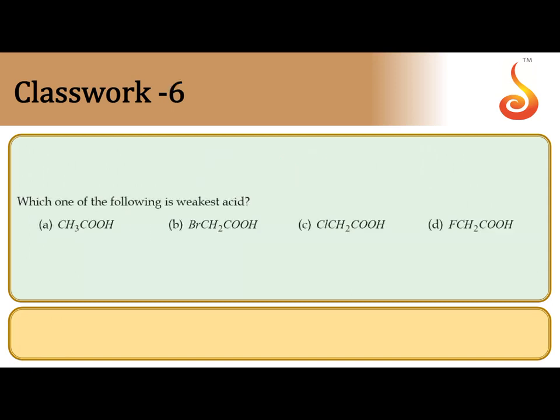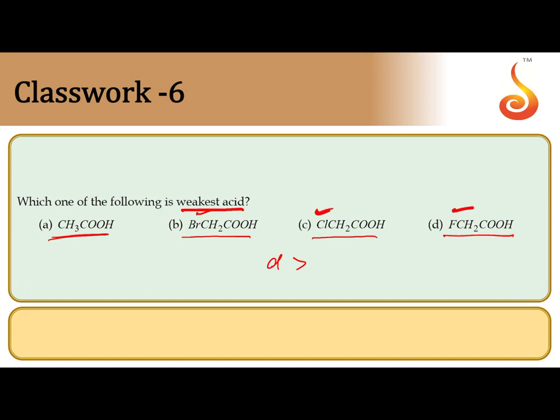Which one of the following is the weakest acid? Just now I explained. Weakest acid: CH3COOH, bromoacetic acid, chloroacetic acid, fluoroacetic acid. Here B, C, D, these three have minus I groups, electron withdrawing groups. The strongest withdrawing group is fluorine. That's why D is the strongest acid.